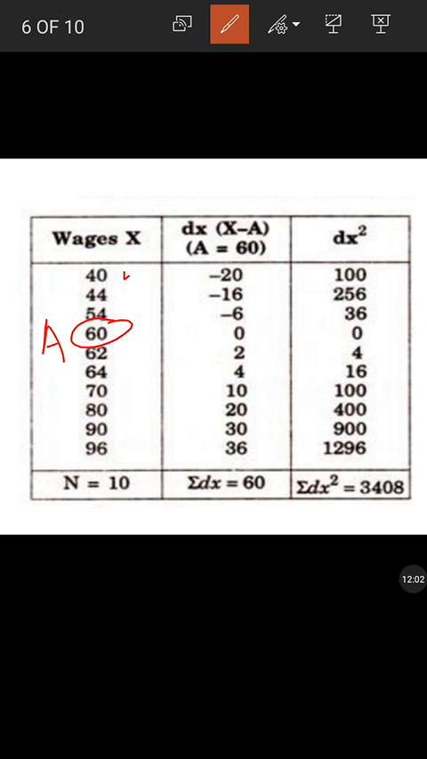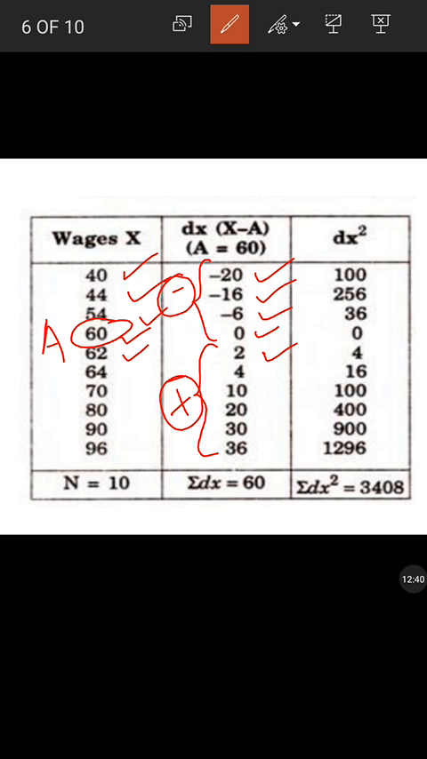The first value under x is 40. So 40 minus 60 is minus 20. Next is 44. 44 minus 60 is minus 16. Next, 54 minus 60 is minus 6. Next, 60 minus 60 is 0. Next, 62 minus 60 is 2. So from here we have all the positive values, and these are all negative values. Negative here and fully positive here.